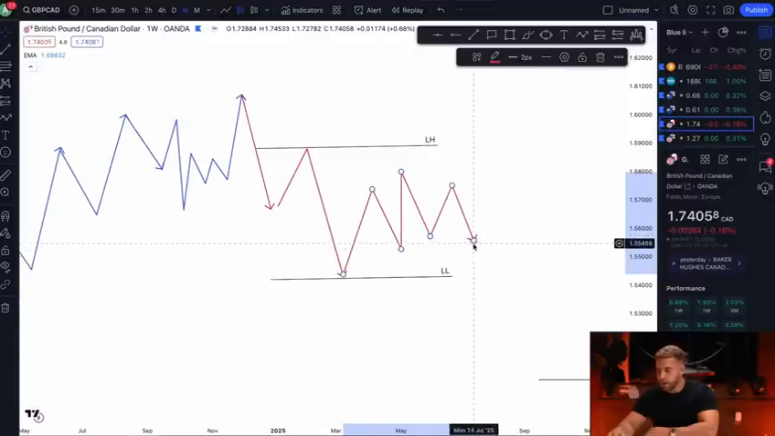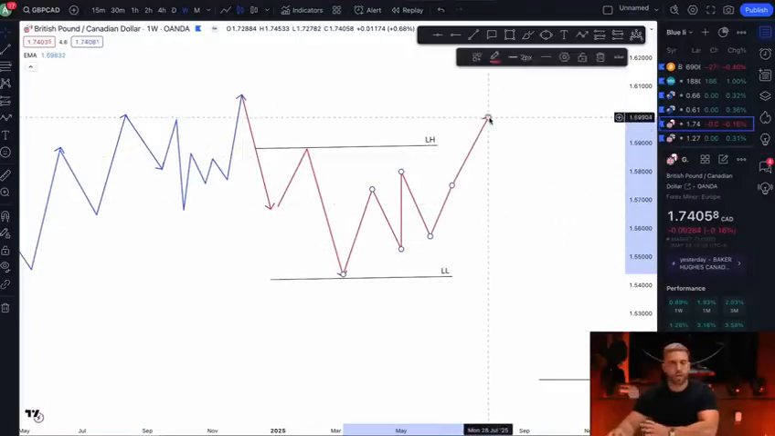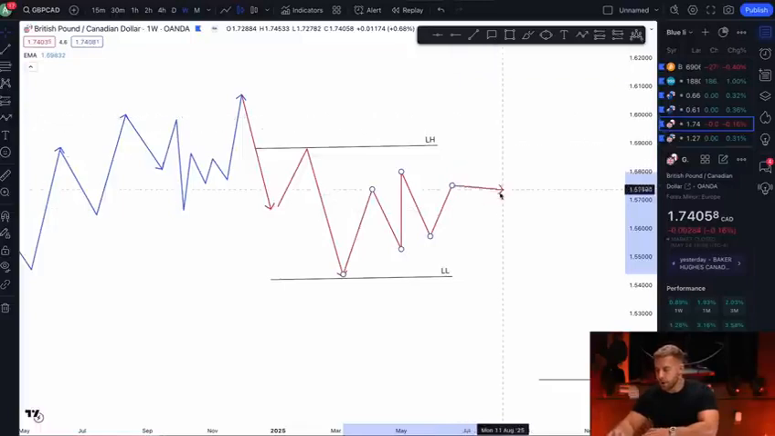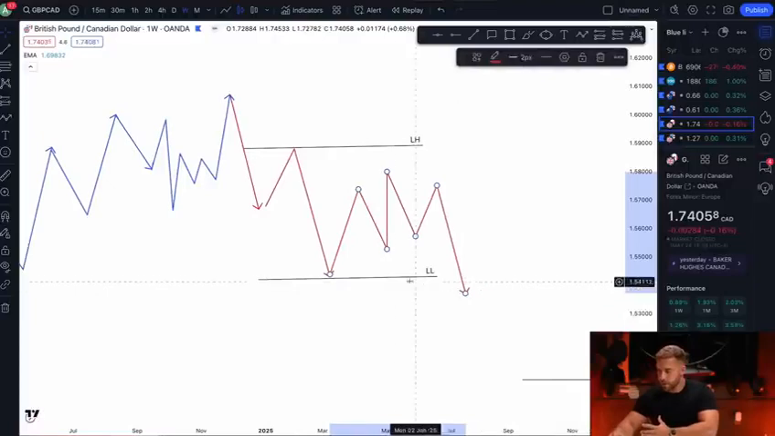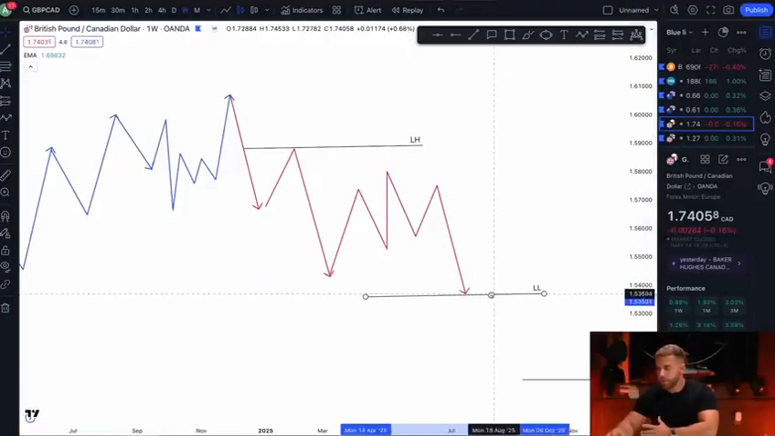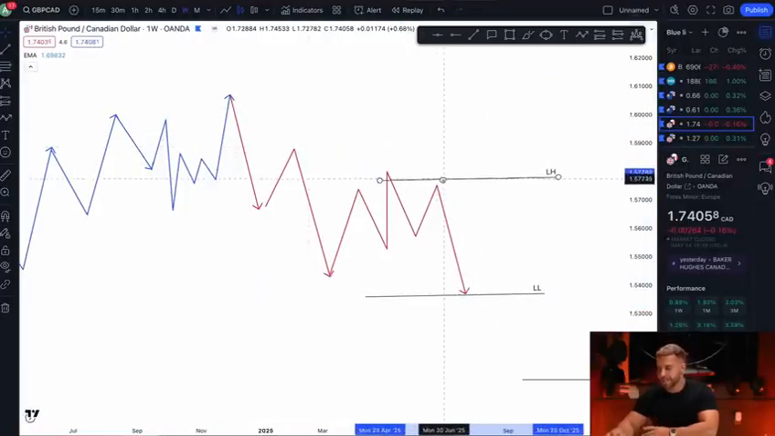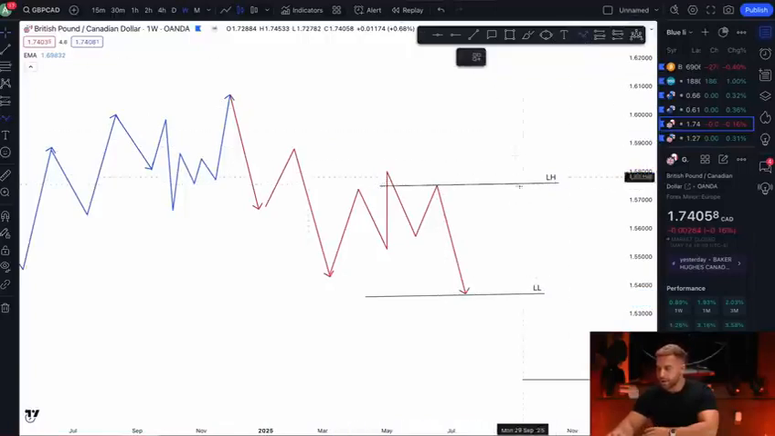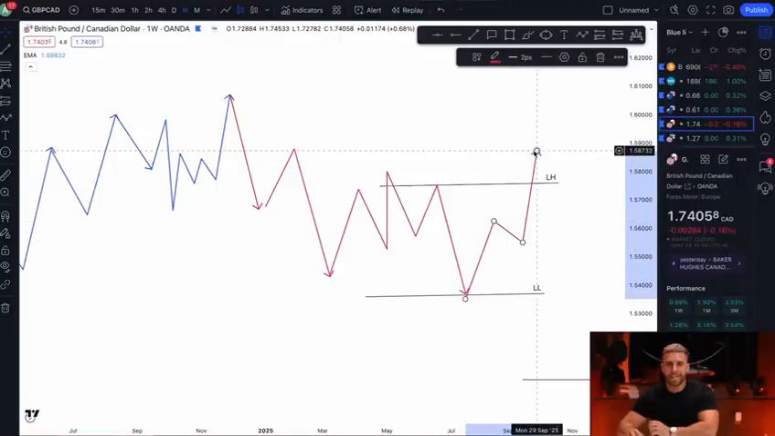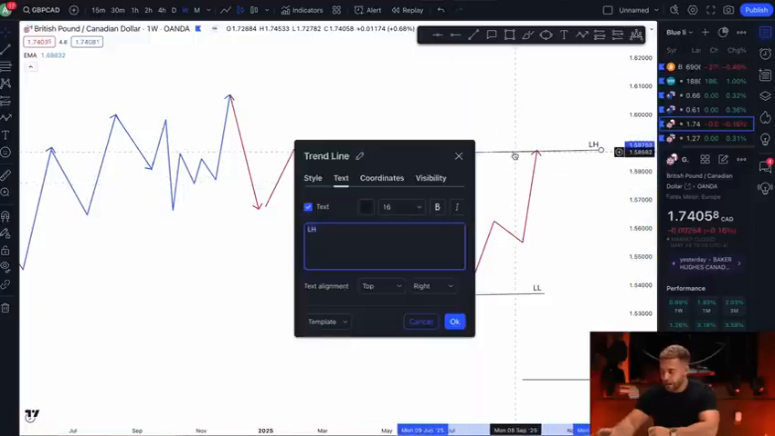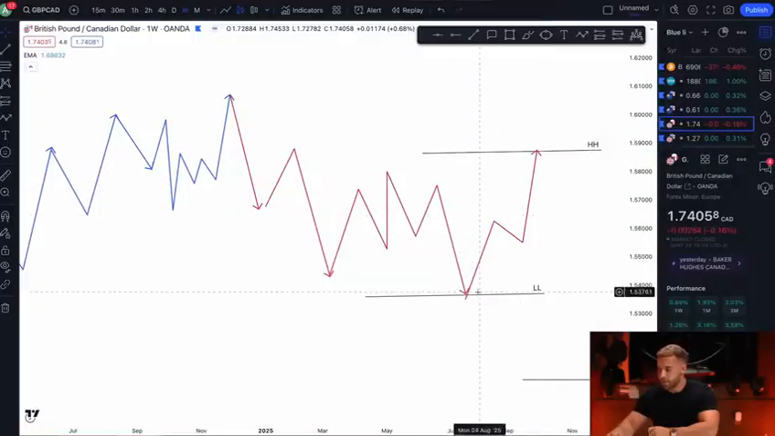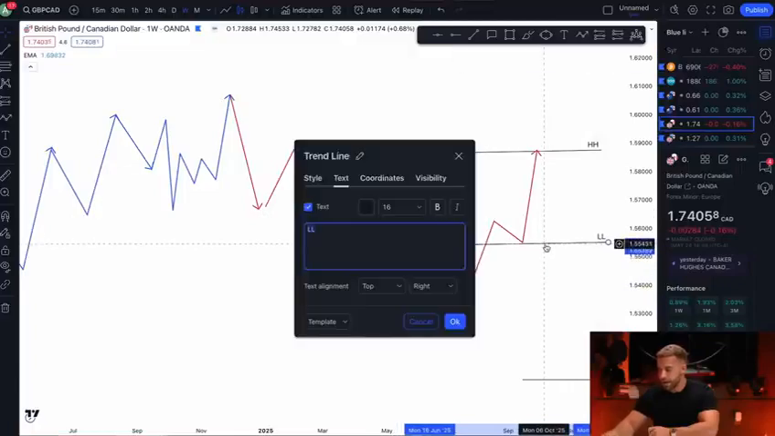The moment we body close above this market, we are now bullish. And the moment we body close under this market, we will continue to become bearish. So if this market closes under this point, this is now the new lower low, and this is now the new lower high. So this market can simply do something like this and go like this. Now this market is no longer bearish because we have broken above the lower high, making this the new higher high, and then making this point right here the new higher low.